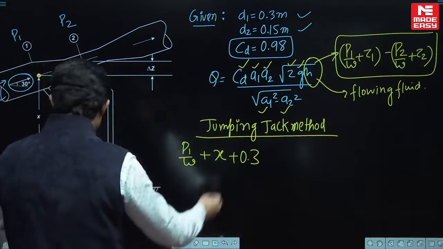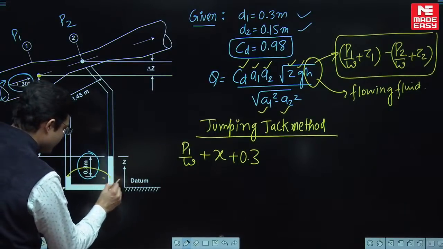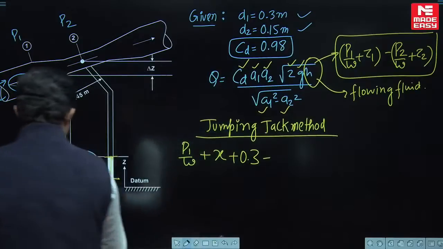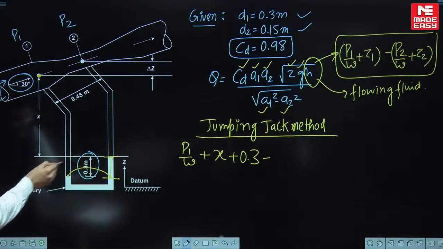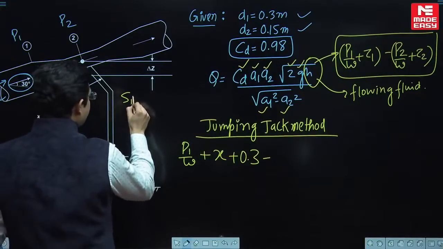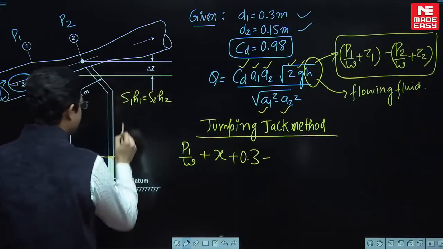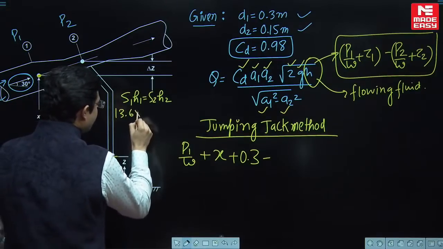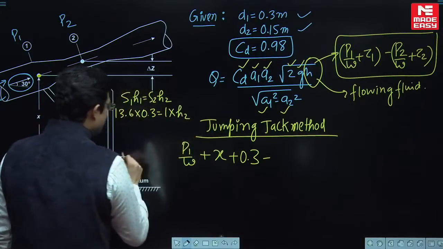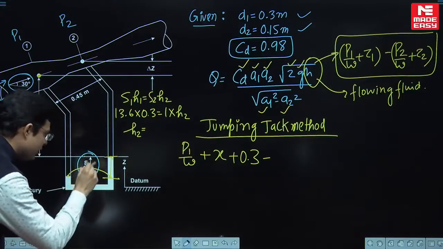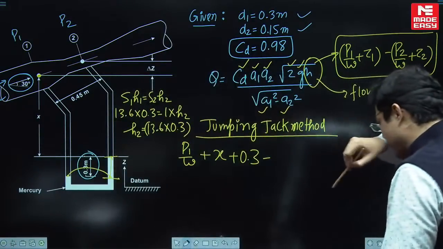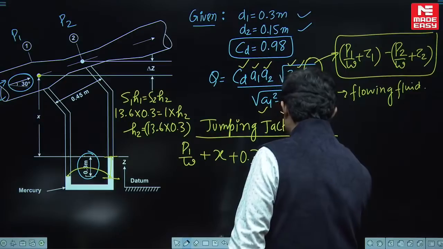What is the next thing? Now you can jump from here to here, and you should move vertically up, so vertically up will be minus. But wait, this 0.3 meter is actually the head of mercury. You should convert this head in terms of water head. S1 H1 is equal to S2 H2: 13.6 into H1, which is 0.3, equals 1 into H2. So in terms of water head, this 0.3 meter height is going to be 13.6 into 0.3. Wonderful. So minus 13.6 into 0.3.